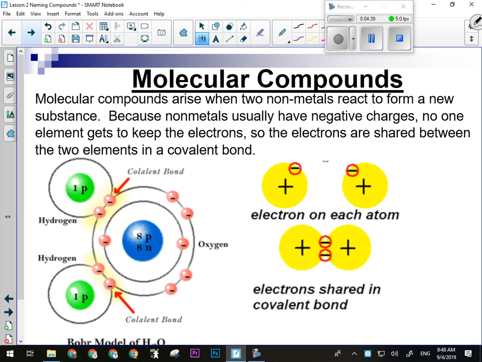So covalent molecular bonds are very, very strong. We're also going to talk about how some of these bonds are something called polar bonds, which means the electrons actually don't get shared equally.